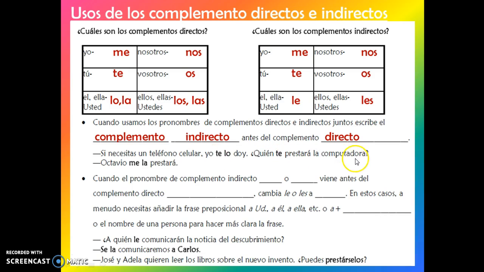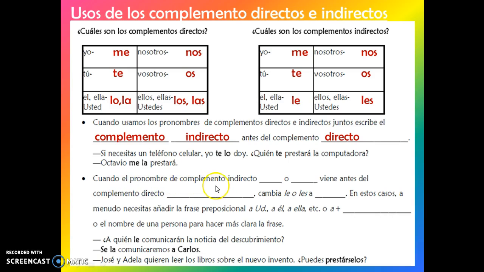¿Quién te prestará la computadora? Octavio me la prestará. So here we just use the indirect object pronoun, who will lend you the computer, because we don't even know what the what is yet. But in the response, you can use the object to take the place. So you can use the pronoun to take the place of the object. Octavio me la prestará. Octavio will lend it to me.